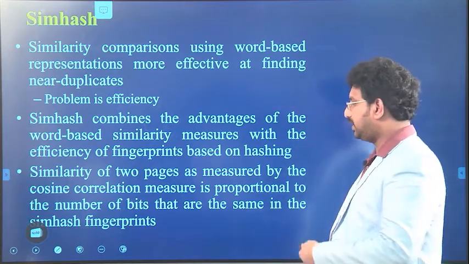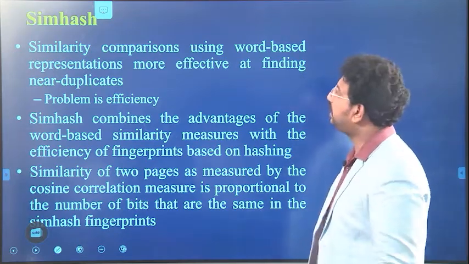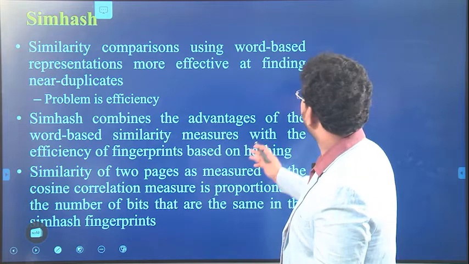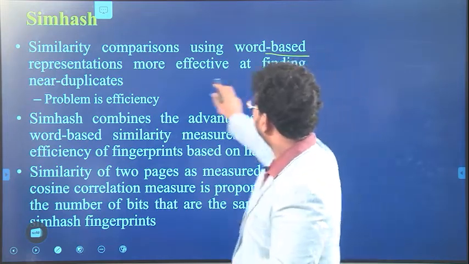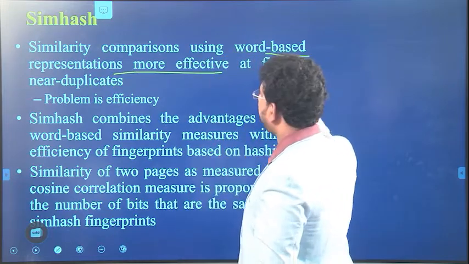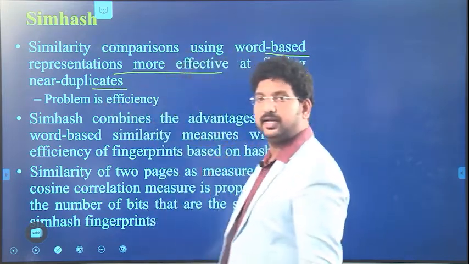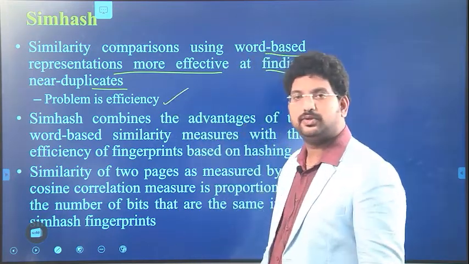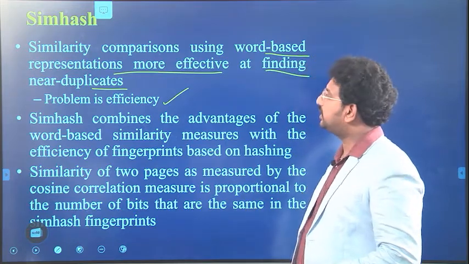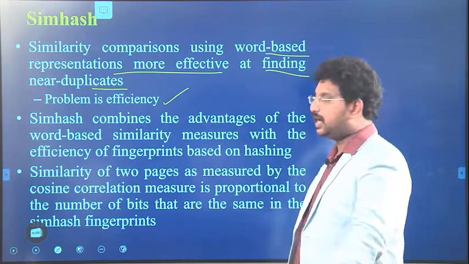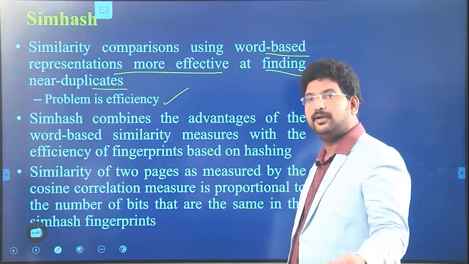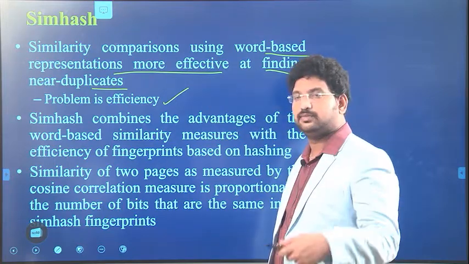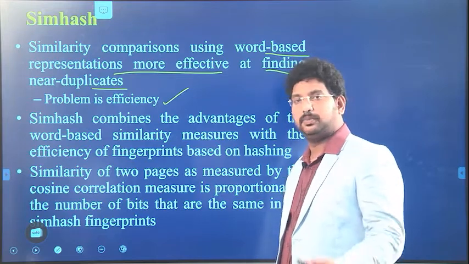We are going to discuss another concept, simhash. This is also in the same fashion, but for improving the efficiency one can go with simhash. Similarity comparisons using word based representations are more effective at finding near duplicates. So here the problem is how to find them efficiently. As part of near duplicate detection, the simhash function plays an important role, and this function is also used by Google for similarity comparisons using word based representation, which is more effective at finding near duplicates.